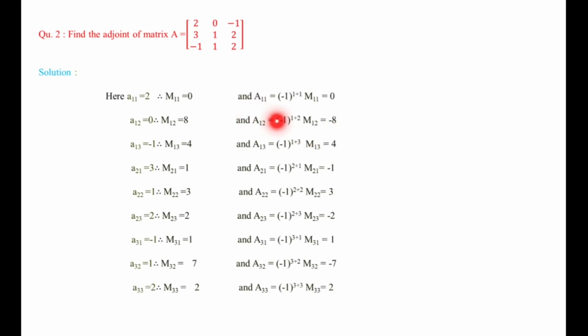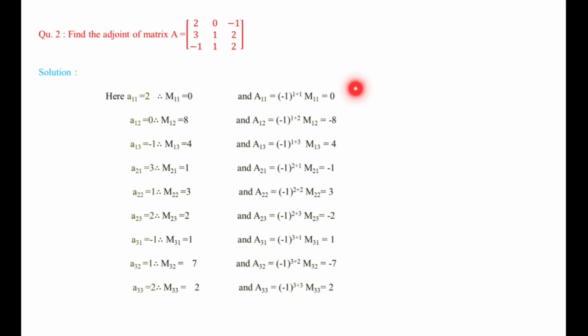And we use the shortcut: when we add the values of i and j, if that sum is an even number, then we do not change the sign of the minor, and when the sum is odd then we change the sign of the minor, and after changing the sign we get the cofactor from that minor. So similarly you can find the remaining minors and cofactors in this way.